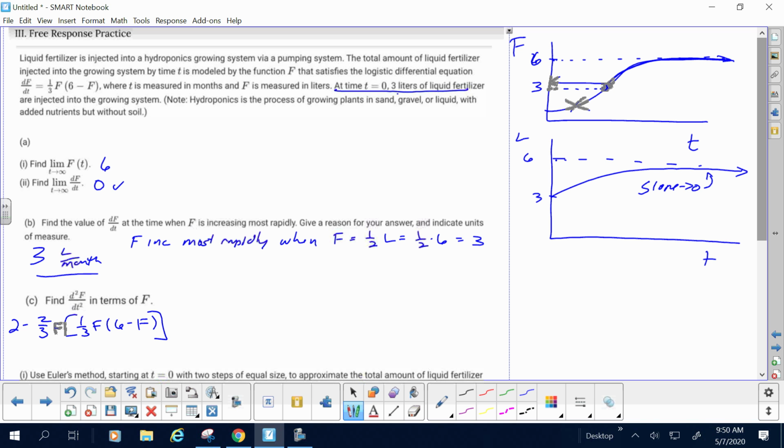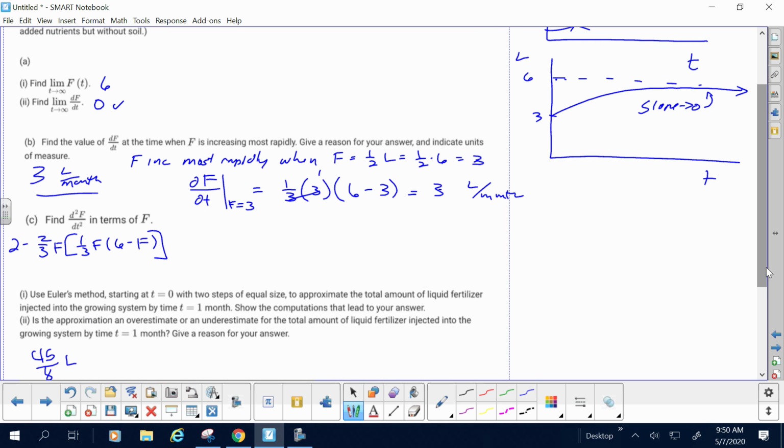That's an f value. F is 3. The question is, what's the value of df/dt when f is 3? So if you throw 3 into that equation, it's 1/3 of 3 times 6 minus 3. That's 3. That's where I'm coming from. All right? And the fact that those both turned out to be 3 is coincidental. That's not always the case.